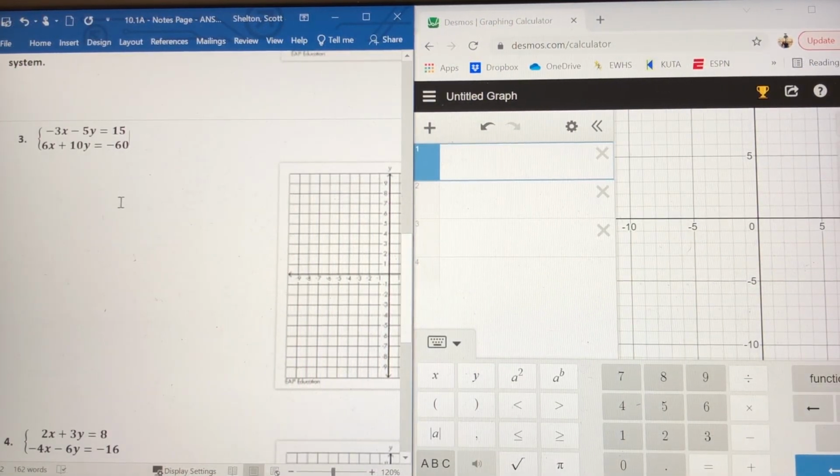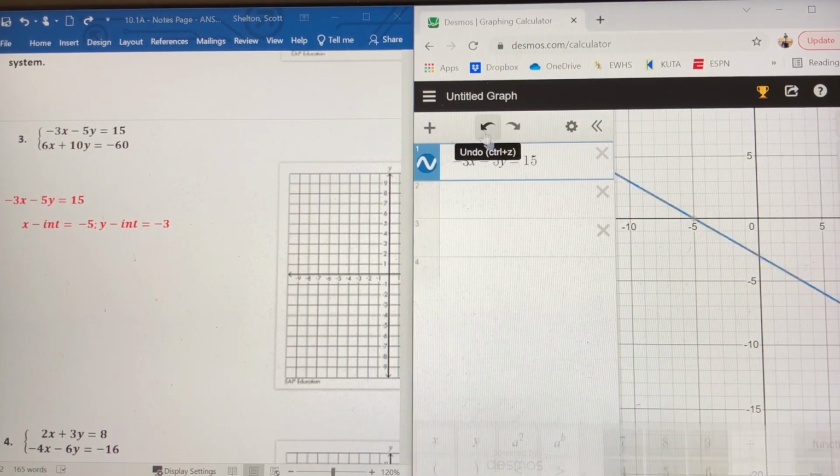All right, so in number 3 and number 4, we've got a special type of system in each of these that's not going to have a typical solution. So let's see what happens in both. We've got two linear equations here, both in standard form. So we're going to find the intercepts. The x-intercept, when I get rid of the y, is going to be -5. The y-intercept is going to be -3. So when we graph that, we've got an x-intercept of -5 and a y-intercept of -3.